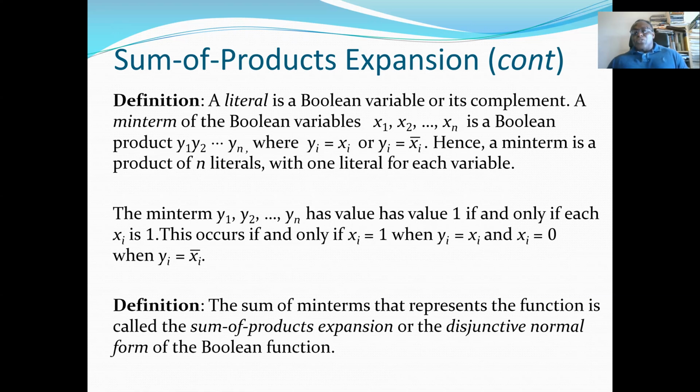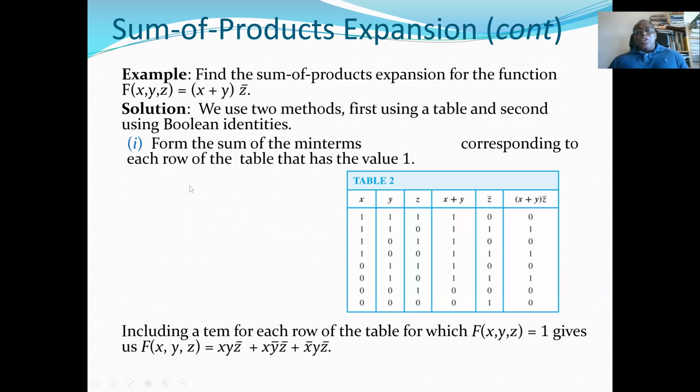So the definition of a sum of product expansion is the sum of minterms that represent a function, is called a sum of product expansion, or the disjunctive normal form of the Boolean function. And again, we're going to do one more example here. So for example, they say we should find the sum of product expansion for the following function. F at x, y, z is (x plus y) times z invert.